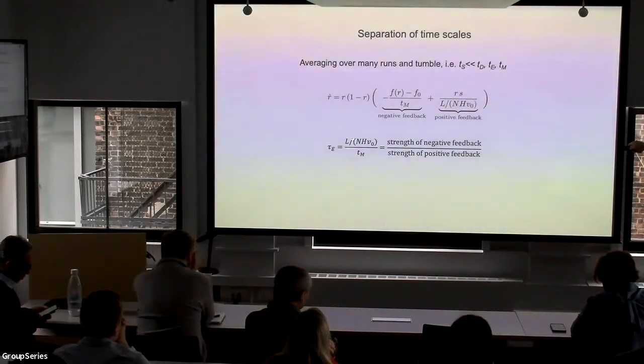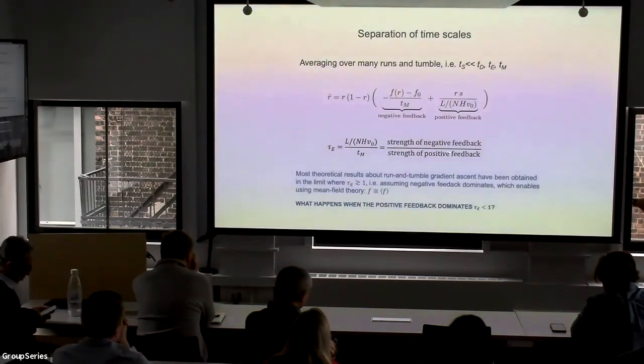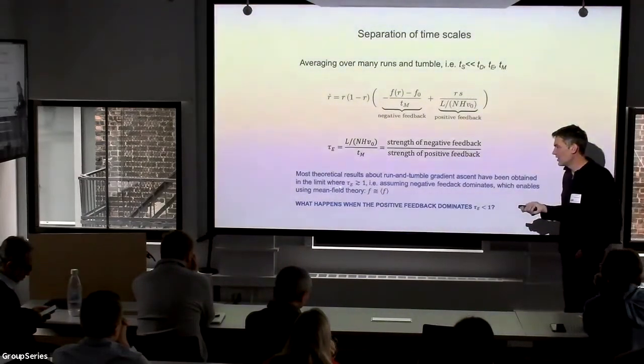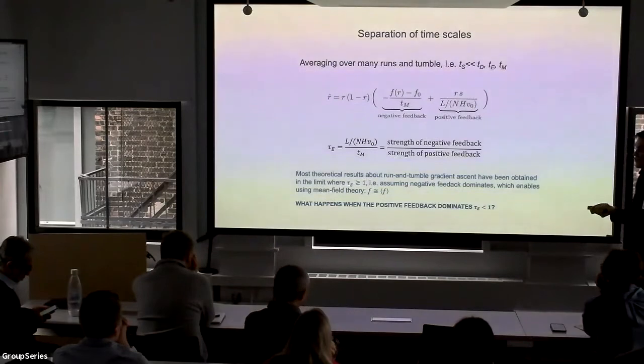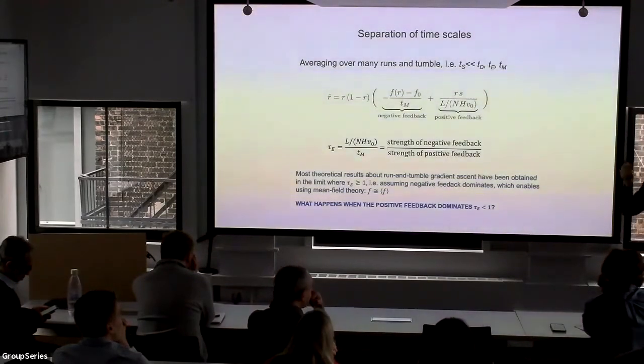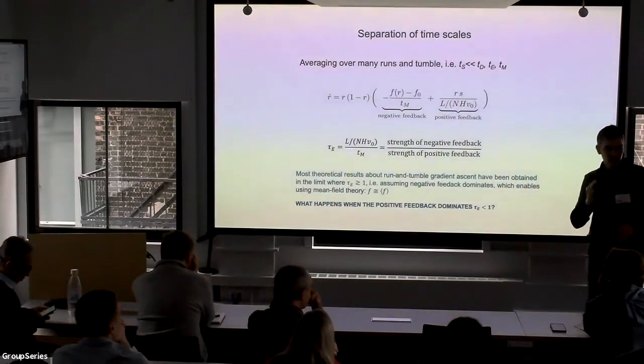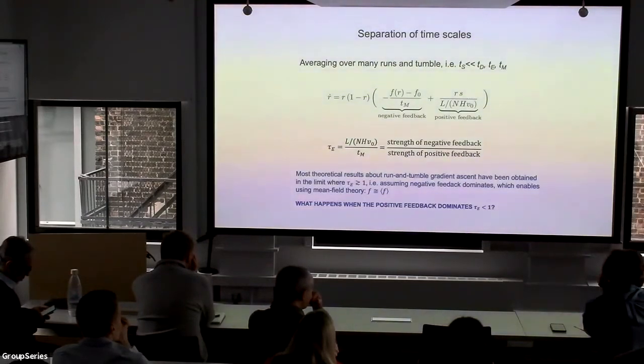There are these two parameters in this problem. And so this tau E is basically the strength of the negative feedback divided by the strength of the positive feedback. Now, if you look at the literature, every paper that has been written is in the limit where the negative feedback is dominating. If the negative dominates, then basically the internal state is always around its F0, or close to its mean. And so what happens when tau is smaller than 1? That's the question.